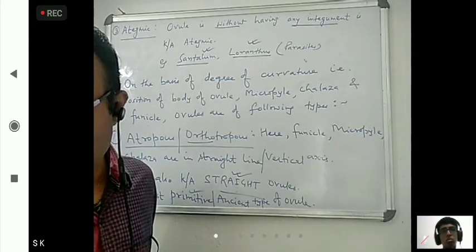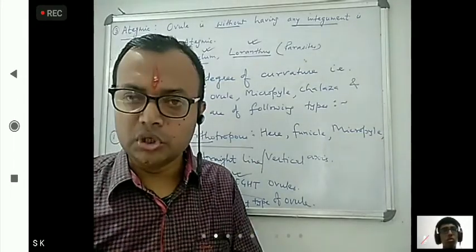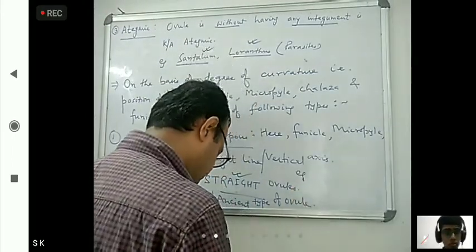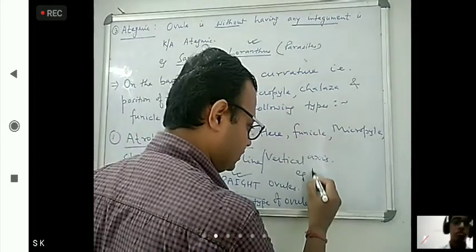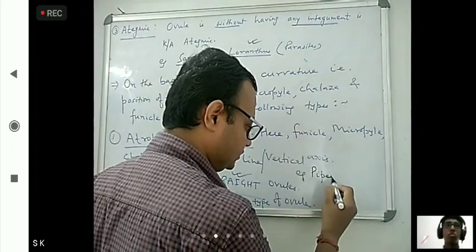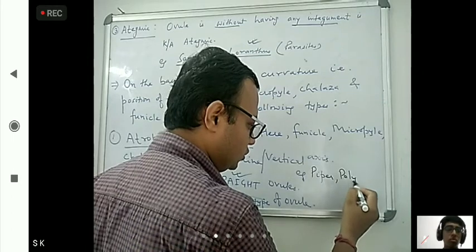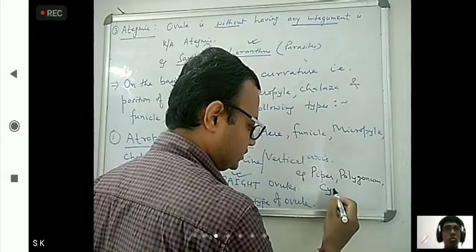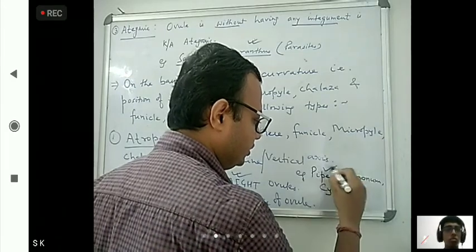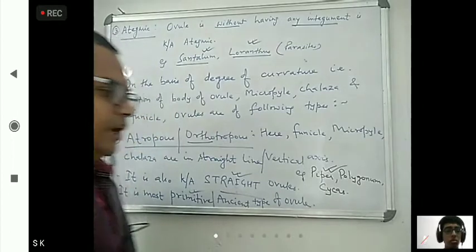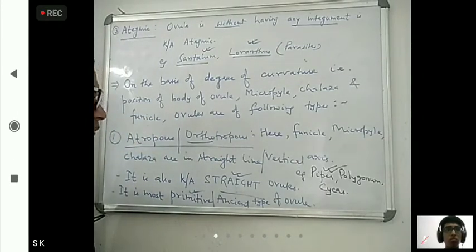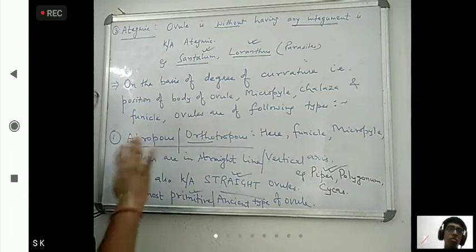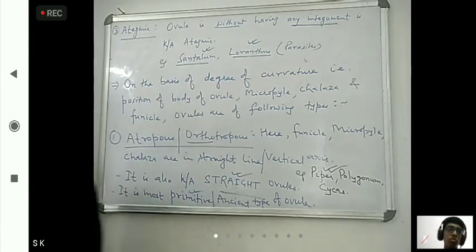Okay, here example is Piper, Polygonum, Cycas. So for example, this example you have to remember. Piper, Polygonum, Cycas. This you have to remember, that in Piper, Polygonum or Cycas, which type of ovules are there? So that is orthotropous or atropous type of ovule.